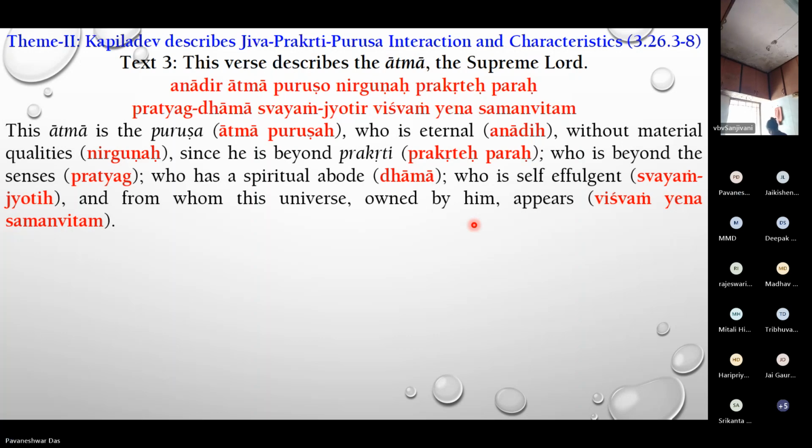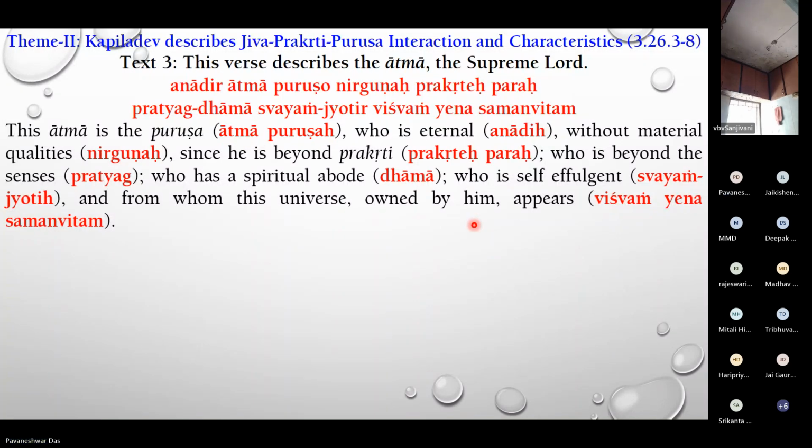But where does he stay? He has his own spiritual abode, Pratyak Dhama. And how does he stay there? Swayam Jyotir. He is self-effulgent. One may ask, does he need sun, moon, etc.? No, not required. He is Swayam Jyoti, self-effulgent. He does not need all these things that we need.